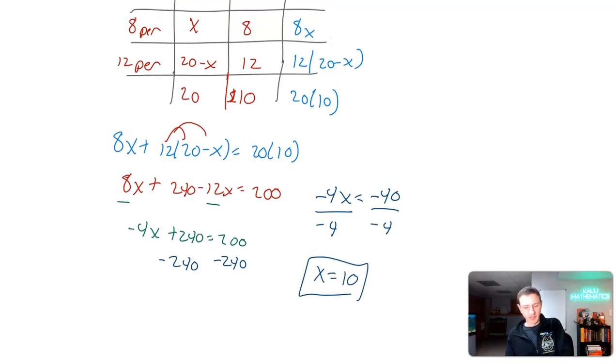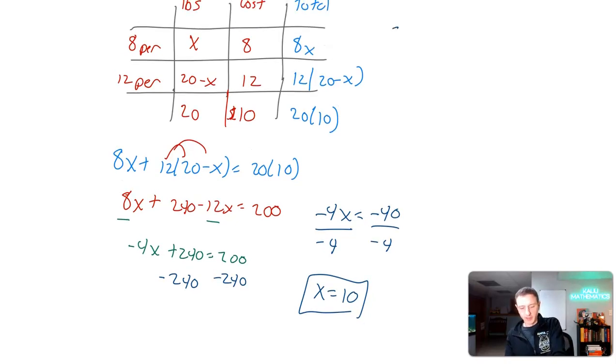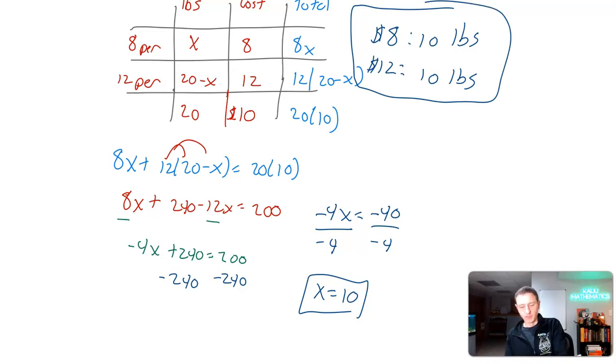So what does that mean? X equals 10. That means we're going to have the $8 per pound, we're going to have 10 pounds of that. And then the $12 per pound, we are going to have 10 pounds of that also. So it worked out again. We just have to split it. But the setup doesn't matter. X is going to be whatever value you want it to be. And that difference is just going to be the $12 per pound.